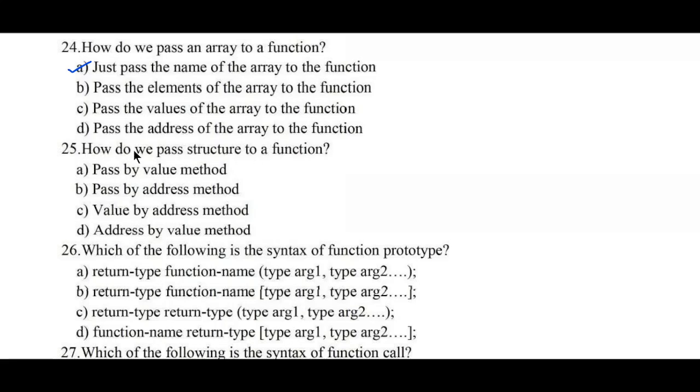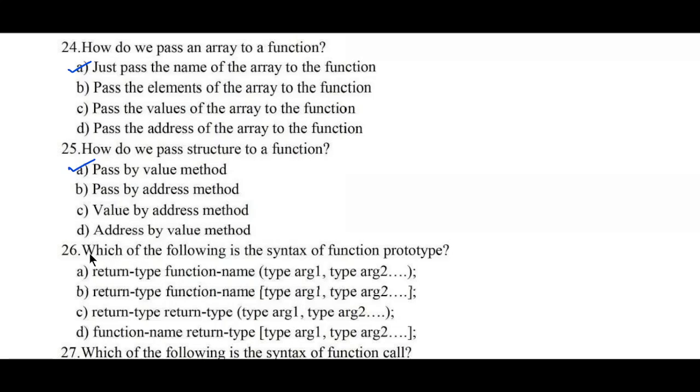Question number 25. How do we pass a structure to a function? Option A, pass by value method. B, pass by address method. C, value by address method. D, address by value method. So here option A, pass by value method is the right answer.